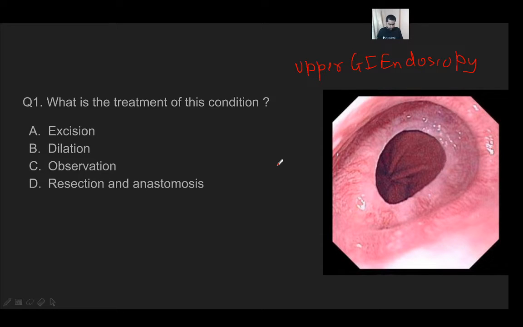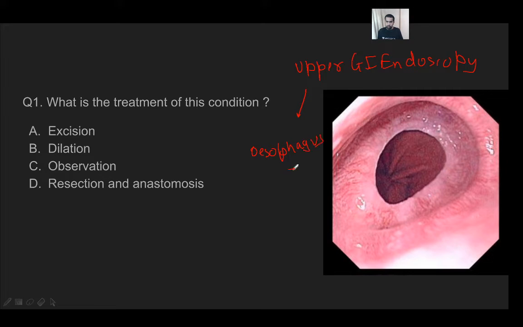Okay, so Bala is saying it's D, and Matt for AIIMS is saying B. Aditya is saying it's D. Right, so Bala, why do you think it's D? What will you resect and what will you anastomose? This is basically an upper GI endoscopy, and what you're actually seeing in here is an esophagus.